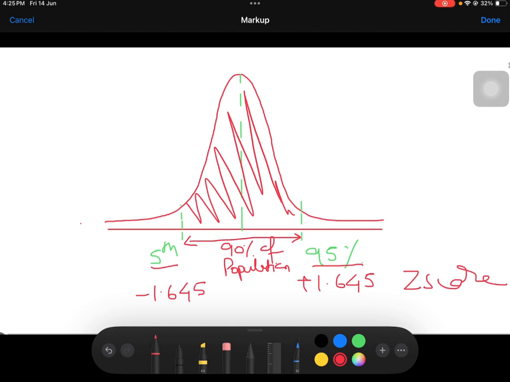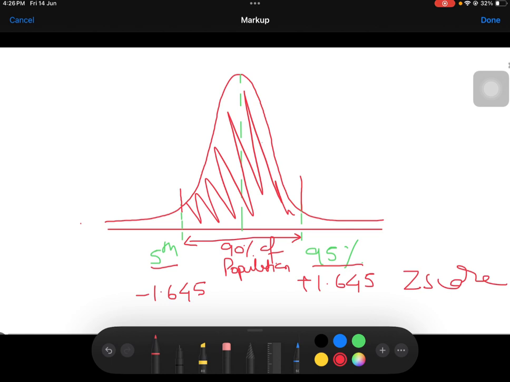It means any values that are on the left hand side of the 5th percentile, or any values that are on the right hand side of the 95th percentile of the curve, are not normal. So a value, if it lies within the 5th percentile and the 95th percentile, is considered normal. Now what is the lower limit of normal and the upper limit of normal?